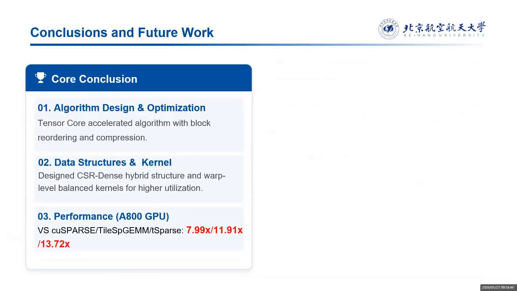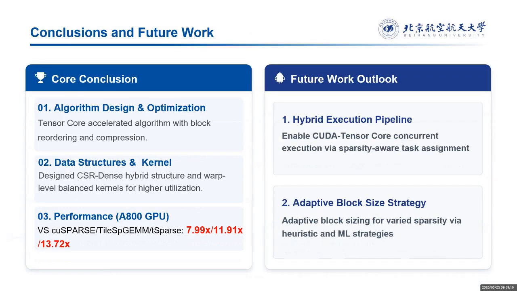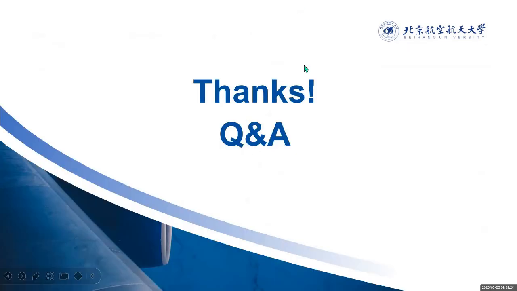To conclude, TC-SpGEMM improves sparse matrix multiplication by making sparse blocks denser and more regular before tensor core computation. With row reordering, column compression, the CSR-dense format, and a warp level kernel, it achieves clear speedups over existing CUDA core and tensor core baselines. For future work, we will explore hybrid execution and adaptive block size selection. That concludes my presentation. Thank you for your attention.